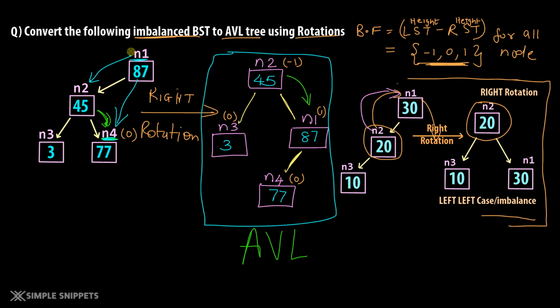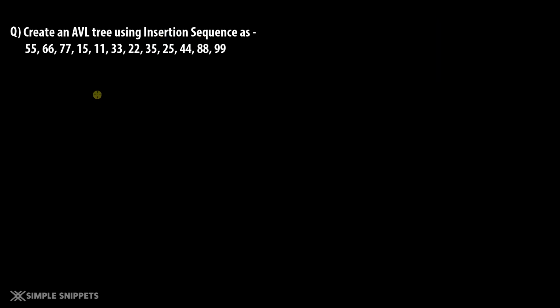And this was a fairly easy scenario. So this is one type of problem where you will already be given an imbalanced binary search tree and you have to convert it to an AVL tree. Okay. We'll do more examples on this type, but now let's see the second type where you have to create an AVL tree using an insert sequence. Okay. So here's a question where you have to create an AVL tree using the insert sequence as follows.